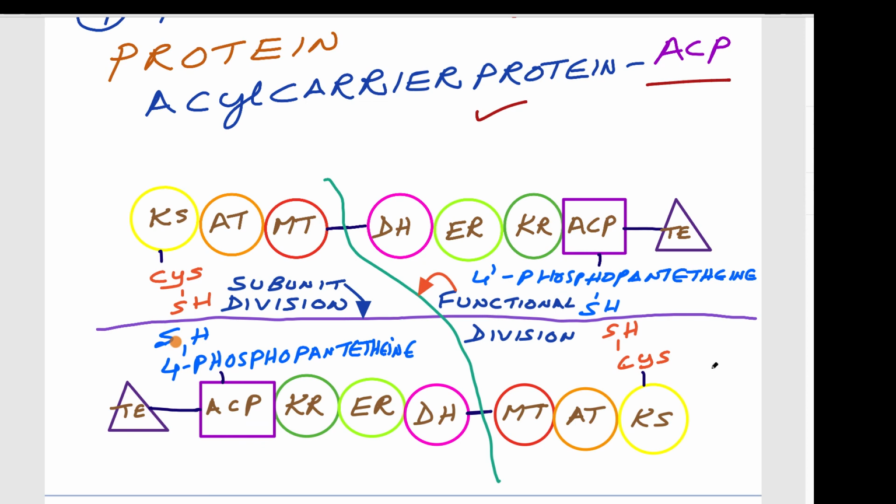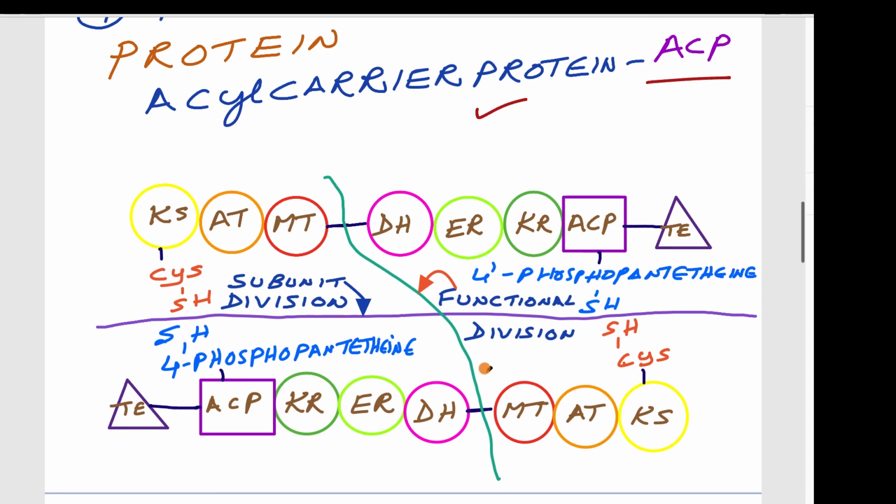This entire multi-enzyme complex can be viewed as a subunit division and a functional division. As subunit division, it is not active. When you see the enzyme in the form of functional division, where all the 7 enzymes and 1 protein are present, it is active. That means the fatty acid synthase multi-enzyme complex can simultaneously produce 2 palmitic acid molecules.